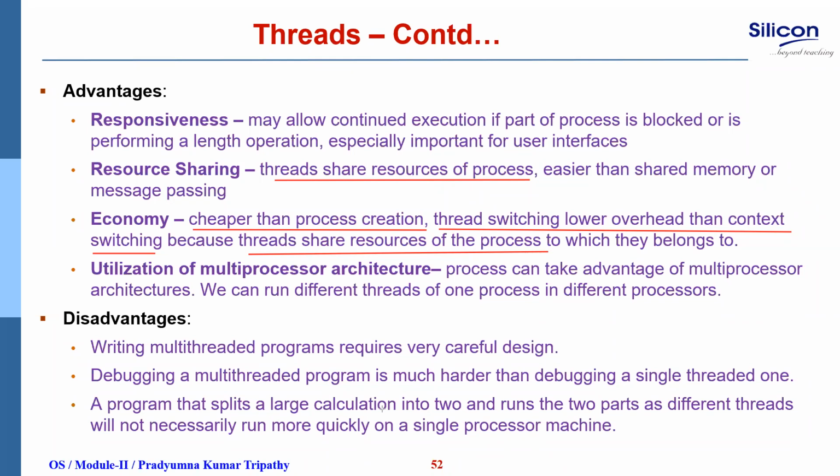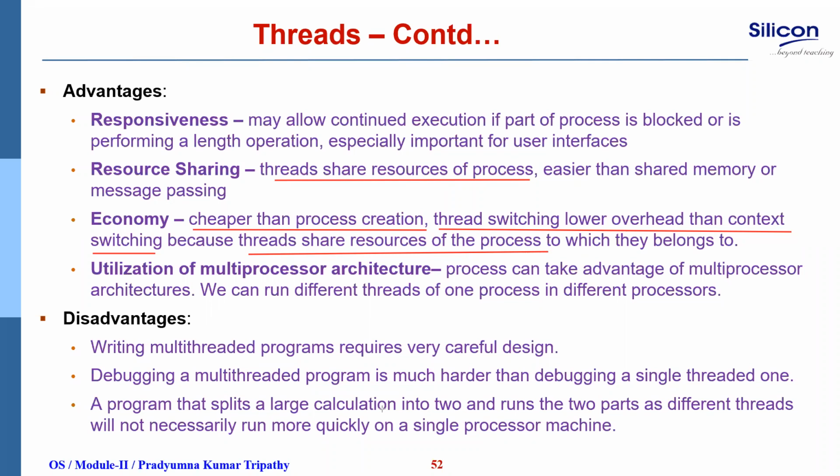But there are many disadvantages. What are the disadvantages? Writing multi-threaded programs requires very careful design. If you have a single-threaded program, one process you are running, that's fine. But if you are going for a multi-threaded program, my operating system has to be designed that way. If a user wants to use multiple threads, then they have to write the program in that way. So careful design has to be done.